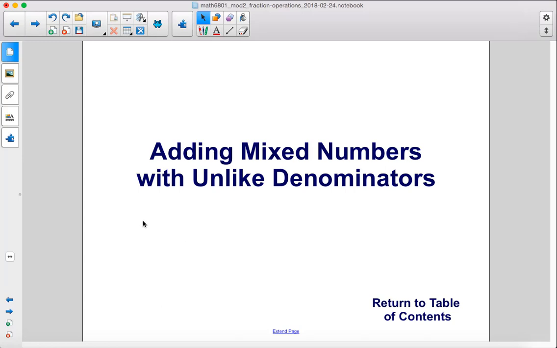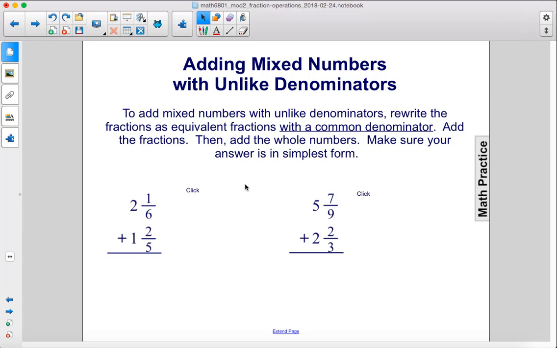Adding mixed numbers with unlike denominators. To add mixed numbers with unlike denominators, rewrite the fractions as equivalent fractions with a common denominator. Add the fractions, then add the whole numbers. Make sure your answer is in the simplest form.